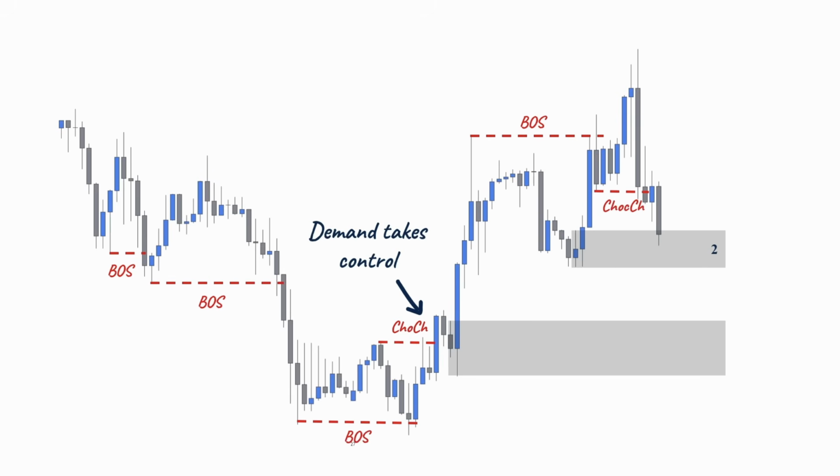But this change of character is not 100% valid. The reason is that we have a clear inefficiency and a valid demand area right below it which could act as a magnet for the price to come and fill the gap, grab the liquidity, and continue pushing upwards.